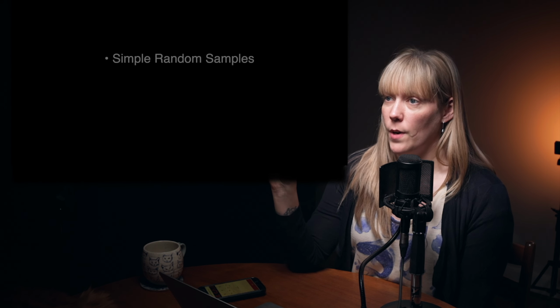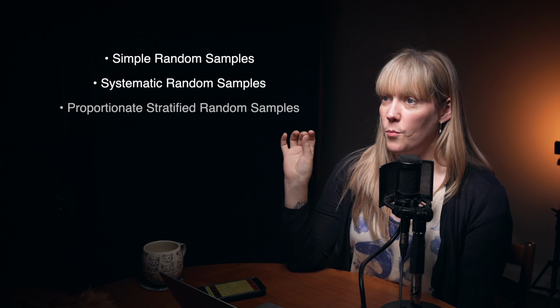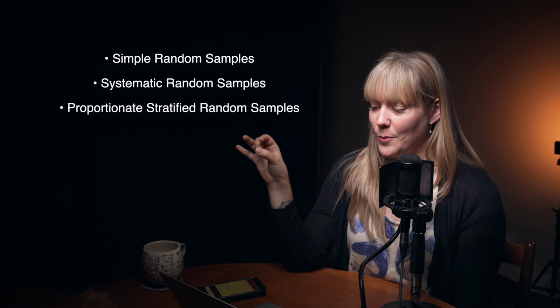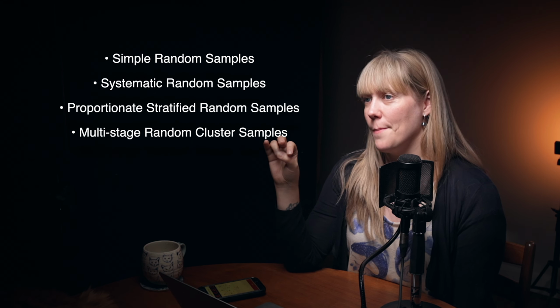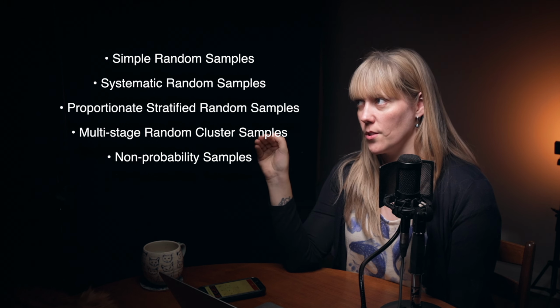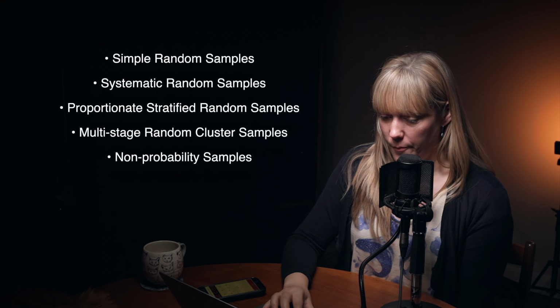Okay. So now I'm going to pivot into going through the types of random sampling designs that I want you to know about. There are five. They are simple random samples, systematic random samples, proportionate stratified random samples, disproportionate stratified random samples, and multistage random cluster samples. I will explain each of these in turn.